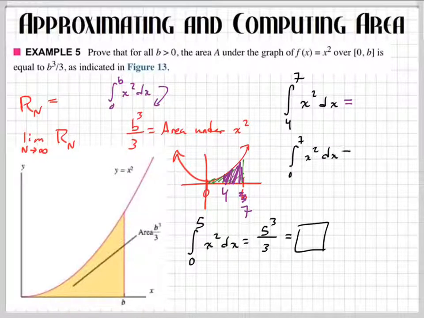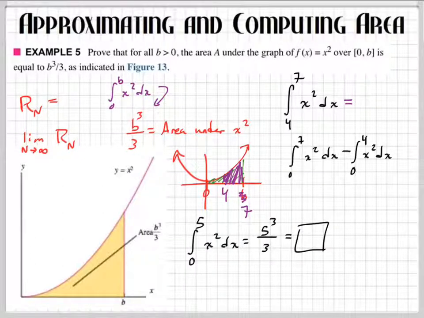So what do we have to take away? We're going to take away what? From 0 to 4. Right? So that's going to take away this green stuff right here, and then we're going to have an exact area under the curve. You guys still with me?